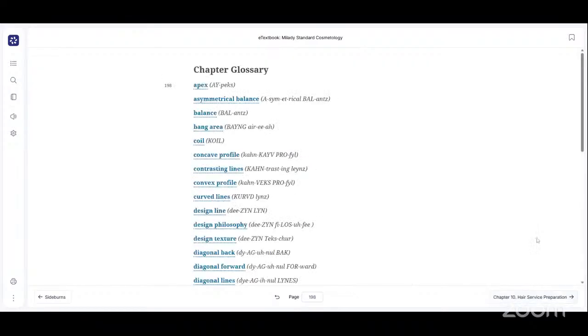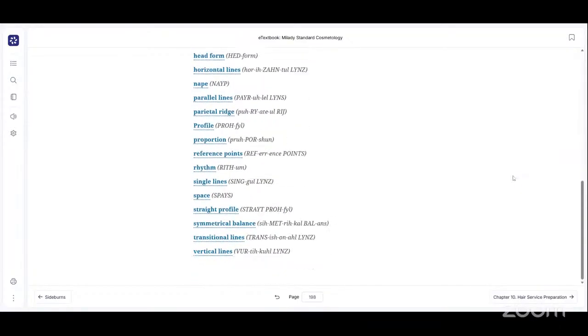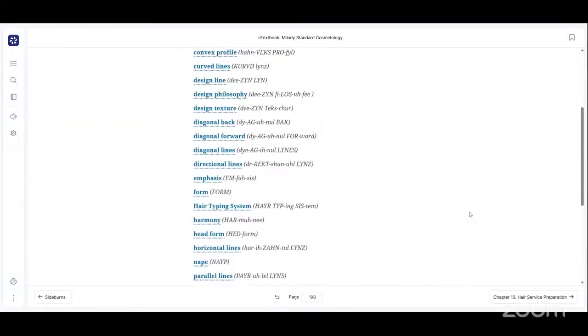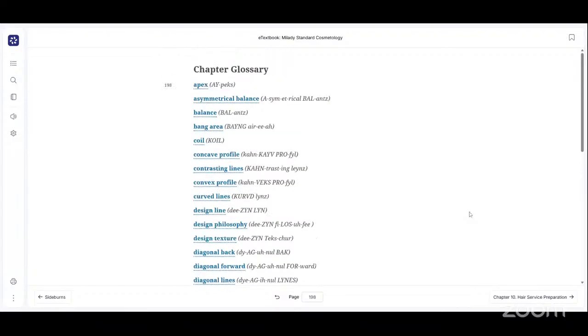Let's look at our glossary, okay. I'm expecting you guys to know these terms. I'm going to do about 10 terms. Tomorrow, we are going to go over terms. I need you to study terms.